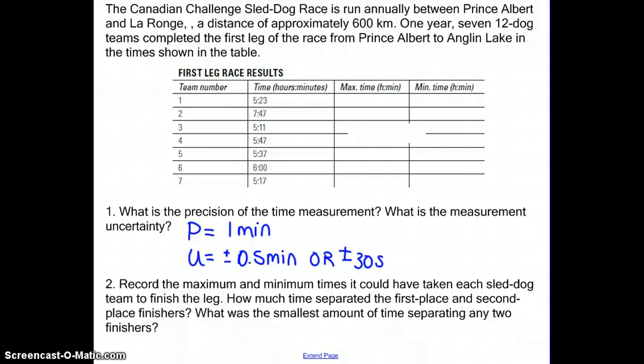So what would my max time be then for team 1? No, these are not 5:53 because these are actually minutes. 5 hours, 23 minutes, 0.5, because you're adding on that half a minute. Then the minimum time would be 5 hours, 22 minutes, 0.5, because that would be half a minute less than your 5:23 that was recorded. Okay, so go ahead and finish the rest of that chart.